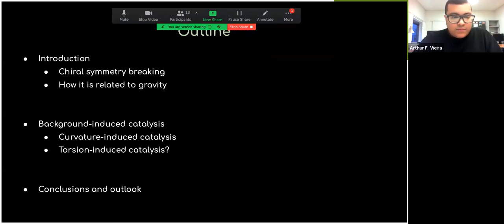And then I will focus more on how the mechanism of chiral symmetry breaking can be studied within a curved background. I will focus first on the curvature-induced gravitational catalysis, what is known as gravitational catalysis. I will define it later. And then I will move to the actual topic of the paper, which is torsion-induced catalysis, or whether this mechanism exists or not. And then I will move to the conclusions.